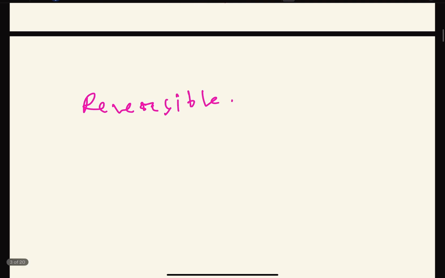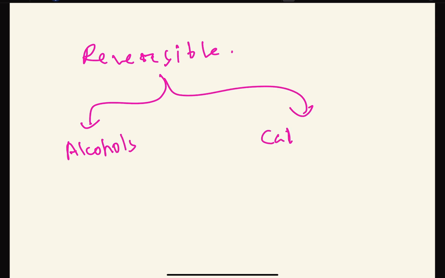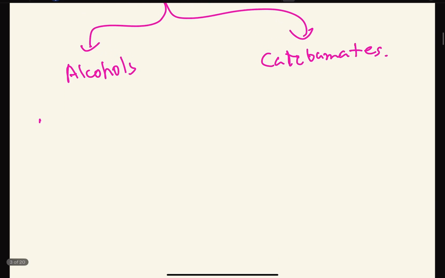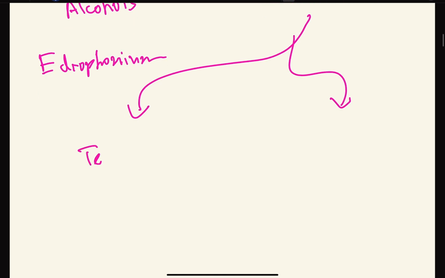Reversible indirectly acting cholinergic agonists can again be divided into alcohols and carbamates. We have edrophonium in the alcohol group. The carbamates we can again divide into tertiary amines and quaternary amines.